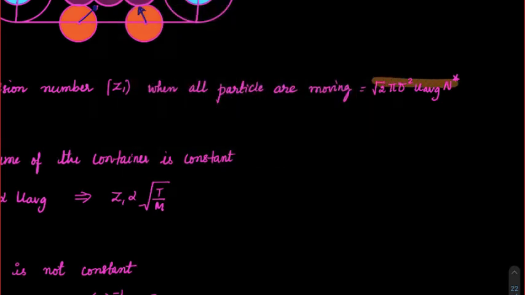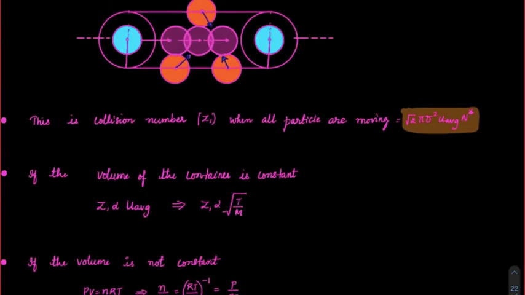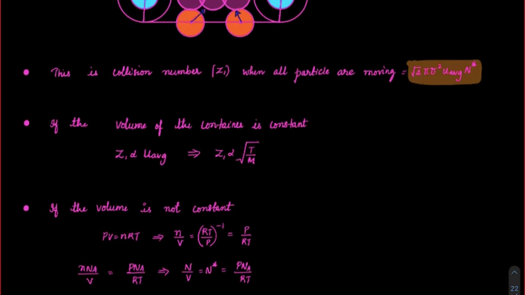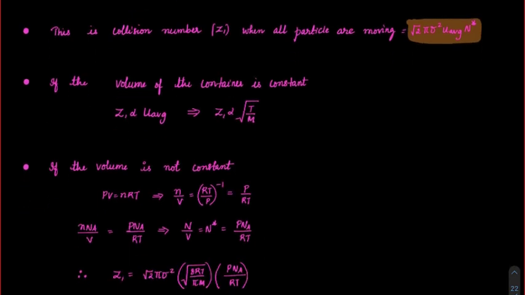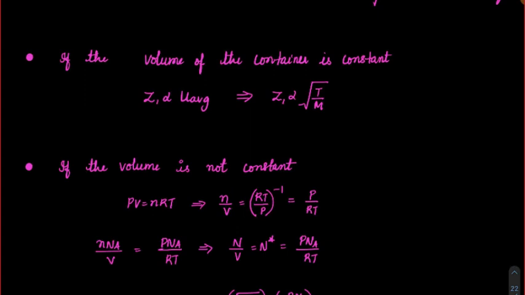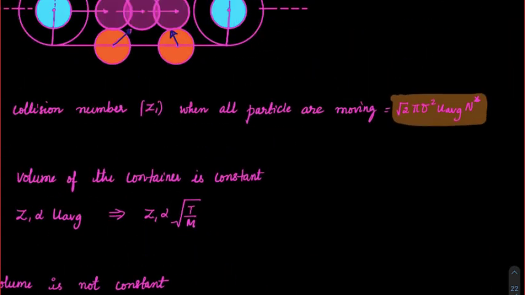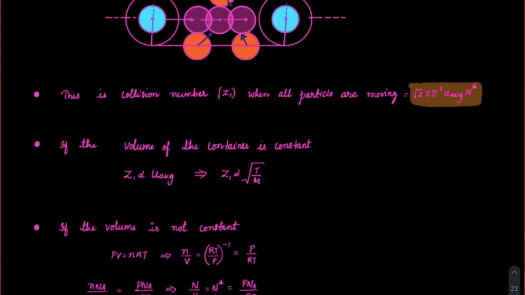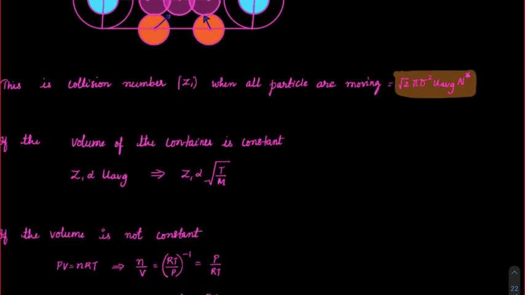So when all particles are moving, this is how much we will get: root 2 into pi sigma square into u average into n bar, n star. Now check this. What we have understood from here is that we got a formula where this n star is equal to N by V, and V is the volume of the container.